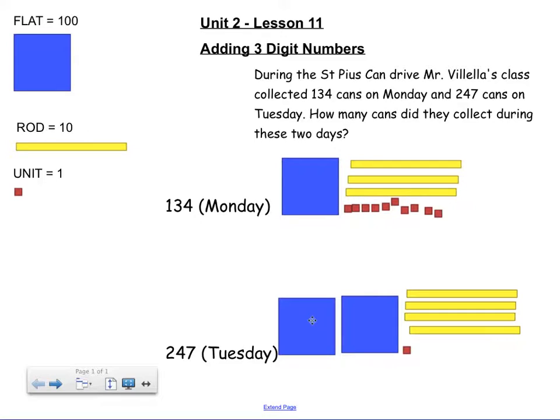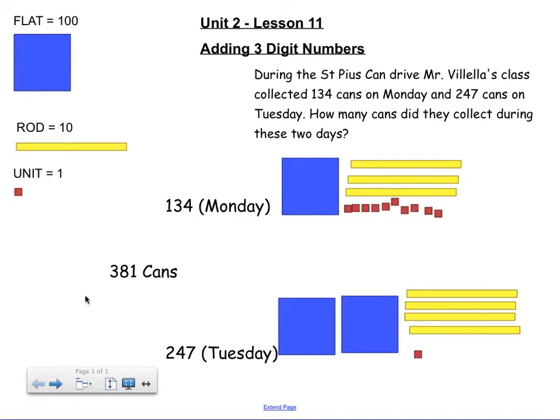So how many hundreds do I have? I have 1, 2, 3 hundreds. How many tens do I have? I'm going to count by tens: 10, 20, 30, 40, 50, 60, 70, 80. So I have 3 in the hundreds, 8 in the tens, and I only have 1 left over. So my answer is 381 cans.